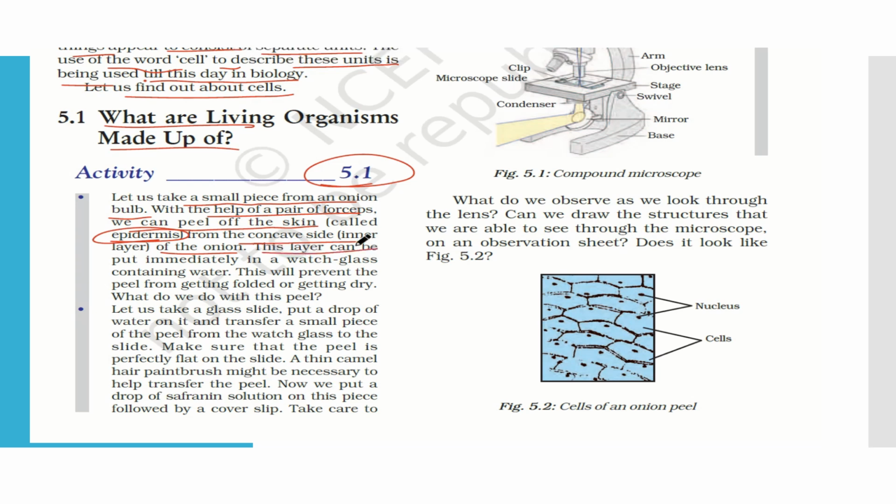This layer can be put immediately in a watch glass containing water. This will prevent the peel from getting folded or getting dry. So you peel the epidermis of the onion and put it on a glass slide which contains a little bit of water, to prevent the peel from getting folded or drying. So what do we see in this peel? Let us take a glass slide, put a drop of water on it and transfer the small piece of peel onto it from the watch glass to the slide.